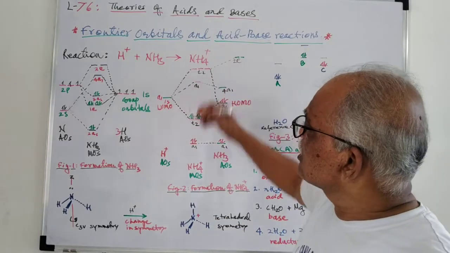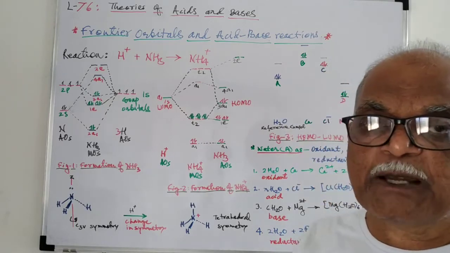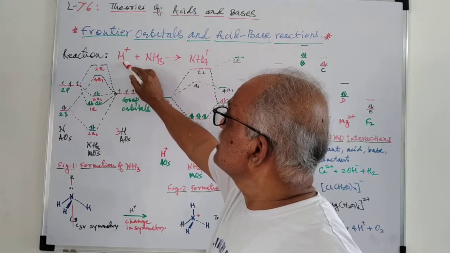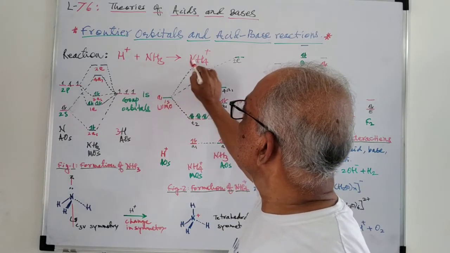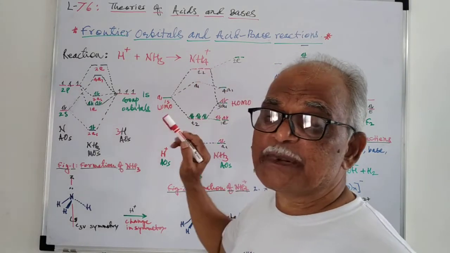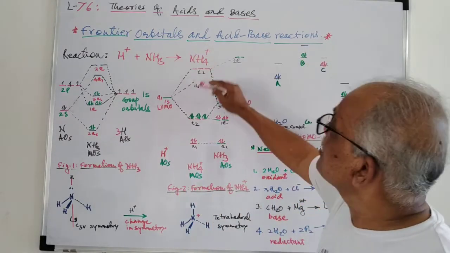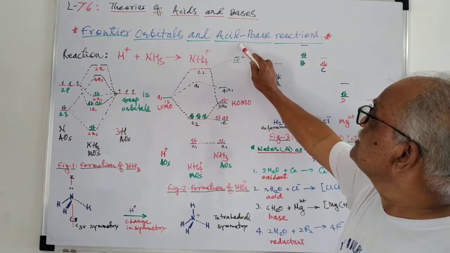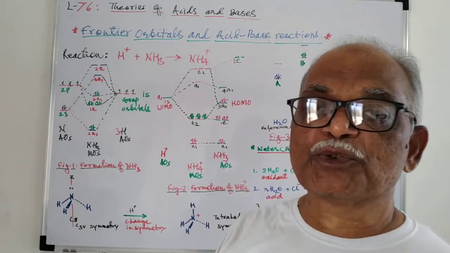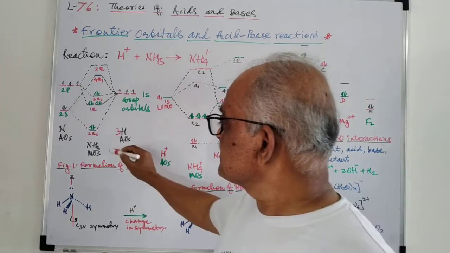So we can have such a number of examples in which these frontier orbitals are involved, but in the present context we are discussing the formation of this reaction, that is H+ plus NH3 gives NH4+. So we are discussing here the formation of NH4+ in terms of the frontier orbitals, as an example of acid-base reactions. So first of all, we must know what is the molecular orbital obtained from the ammonia molecule.